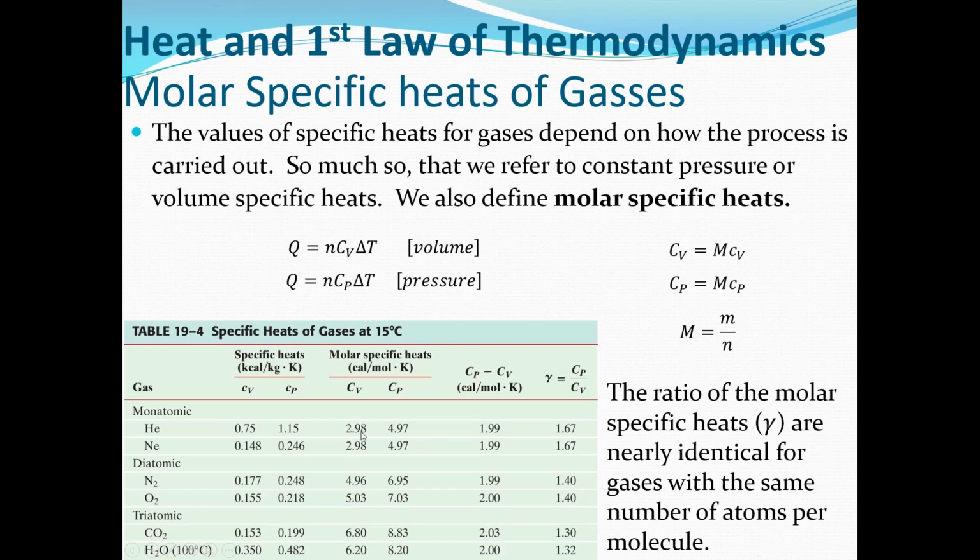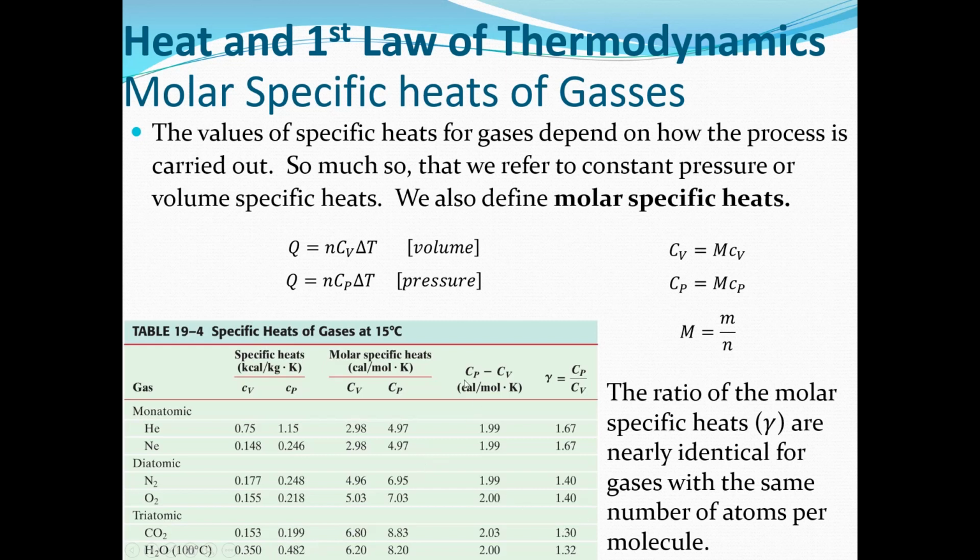So for helium and neon, the molar specific heats are around 3. These are around 5. These are around 7. About 8 or 9, 6 or 7. Kind of gets a little bit wonky here.